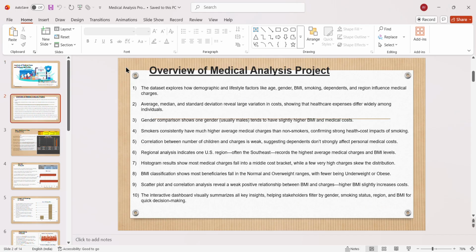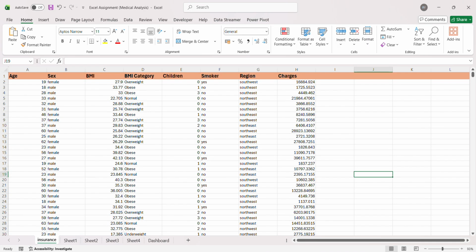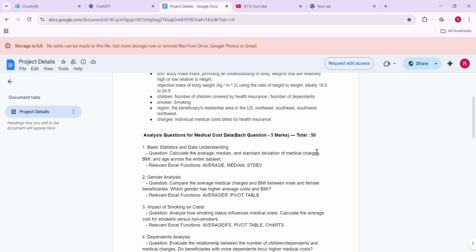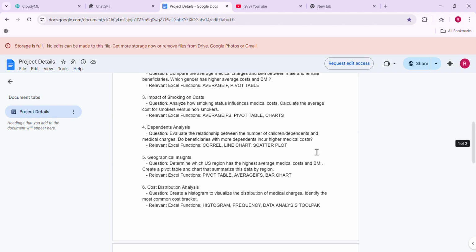Let's move on. This is the next slide, overview of the medical analysis project. Here we have the objective and the questions which we will discuss one by one soon. Now let's have a look at our data set. This table consists of multiple columns: age, sex, BMI category, children, smoker, region, and charges. And these are the questions of our project.